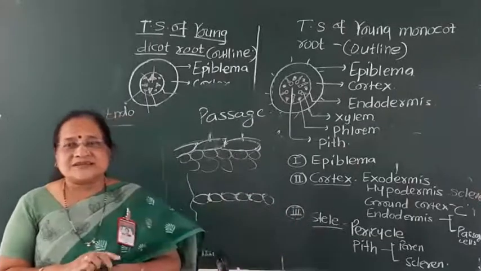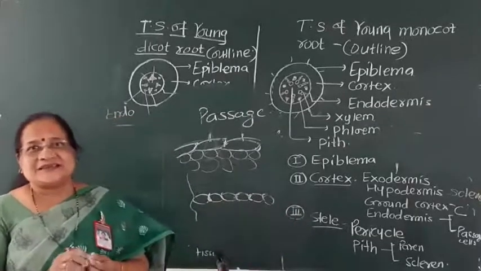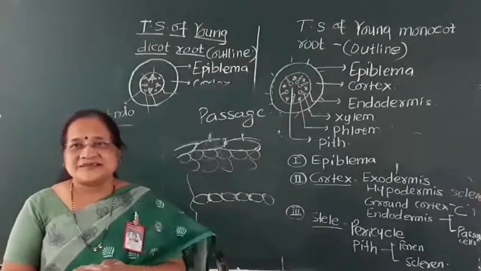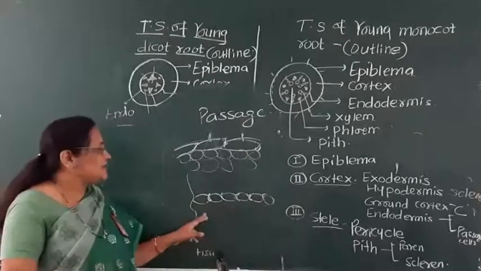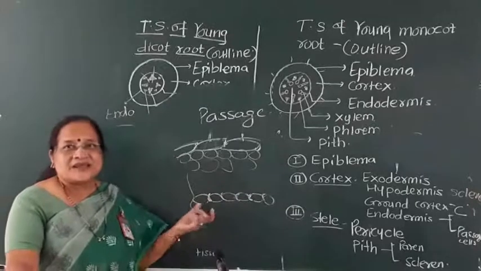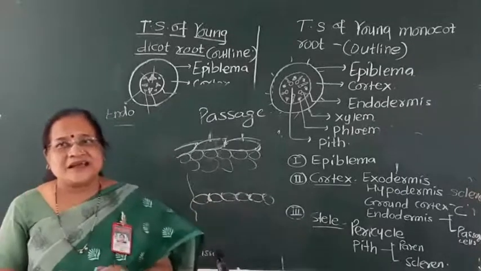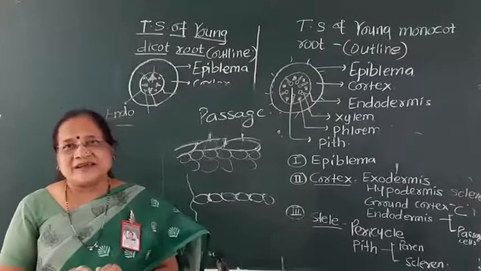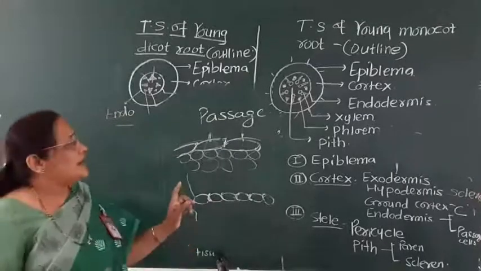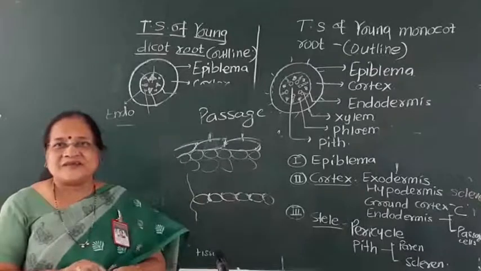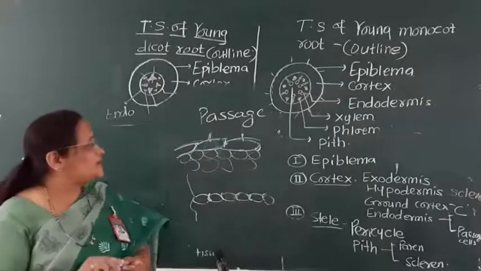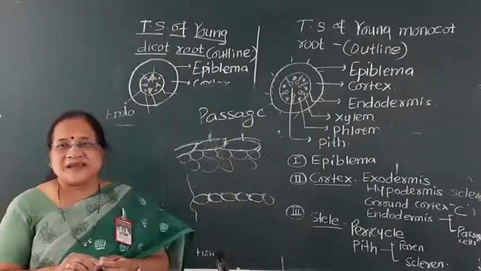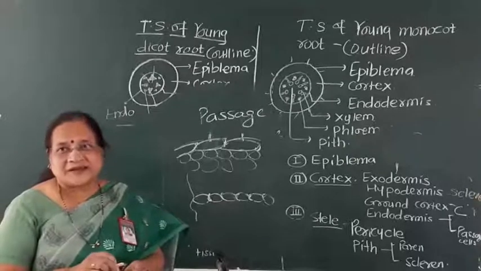So what is the stele? The stele is the central core of the section. In this central core we get the xylem and the phloem patches. The same arrangement, again the root is there, so the arrangement is radial, that is on different radii we get the presence of these patches of xylem and phloem separately.